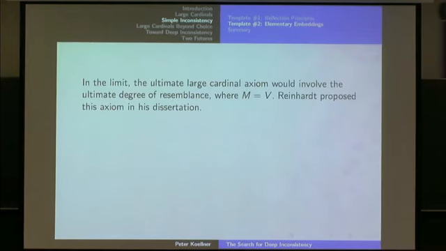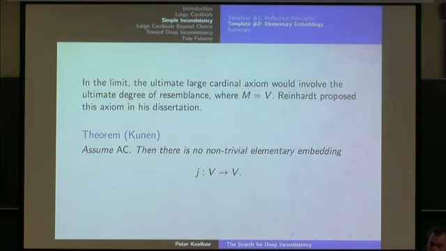And in the limit, the ultimate large cardinal axiom would involve the ultimate degree of resemblance, where you've got M equals V. And Reinhardt proposed this at the end of his dissertation. And then shortly thereafter, Kunen showed that if you assume AC, then there's no non-trivial elementary embedding j from V into V.